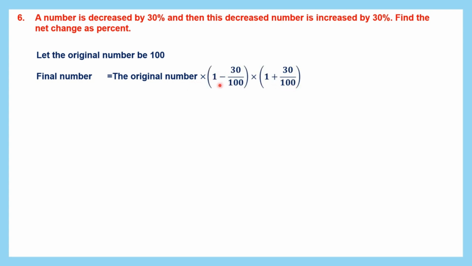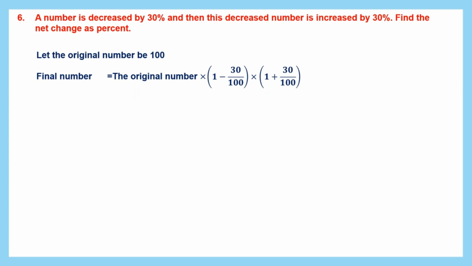And why are we writing minus first? Because here it says a number is decreased. So when it is decreased, it is minus, and then it is increased, so it's plus. How did we get 30 by 100? Because it says 30%, and that is 30 by 100. Here also it's 30%, so 30 by 100. Now let's simplify this.